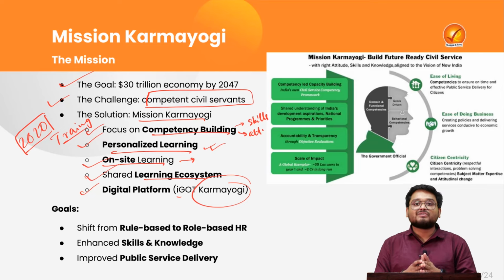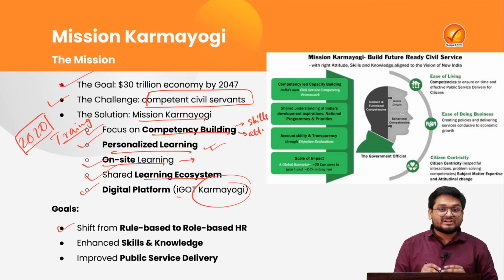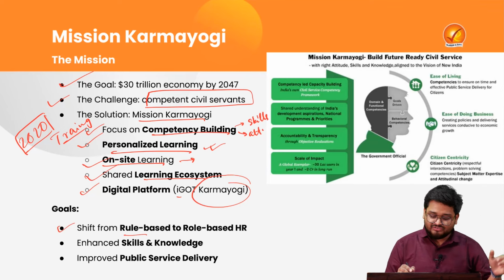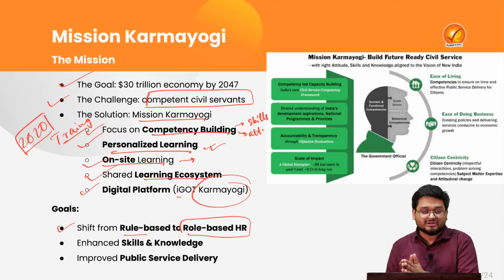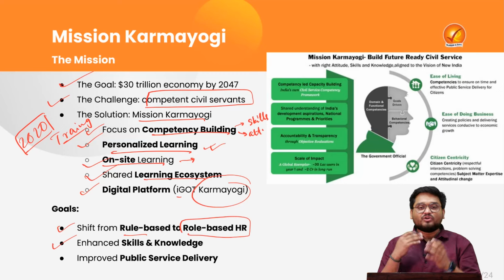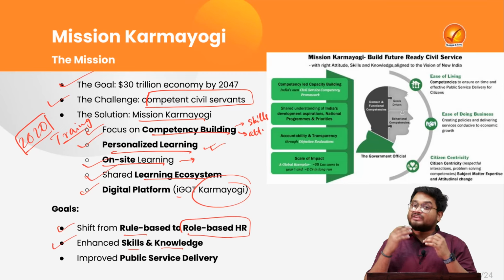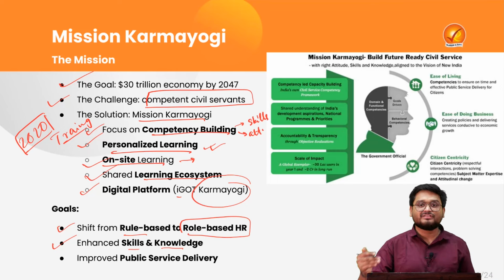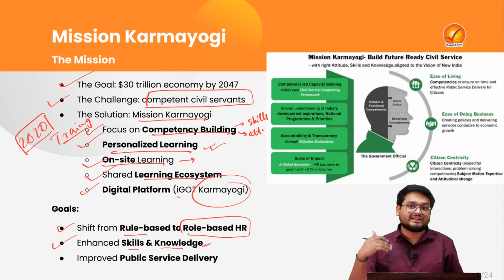where the government officials are trained to perform their duties more efficiently. And here the main goals are to shift from rule-based, that is following rigid rules, laws and regulations, to a role-based human resource regulator, right? Then it is also about building more enhanced skills and knowledge, because it has been found that many government officials, including senior government officials, are not very proficient with the state of affairs of the day, with the various technologies of the day.